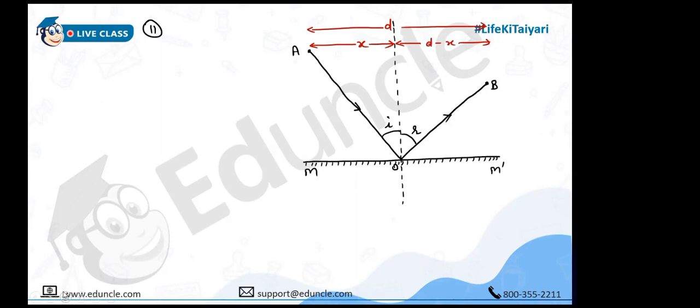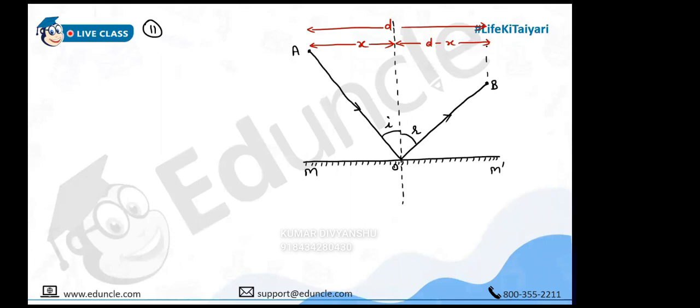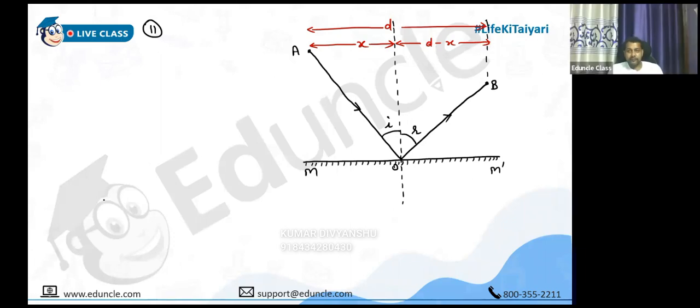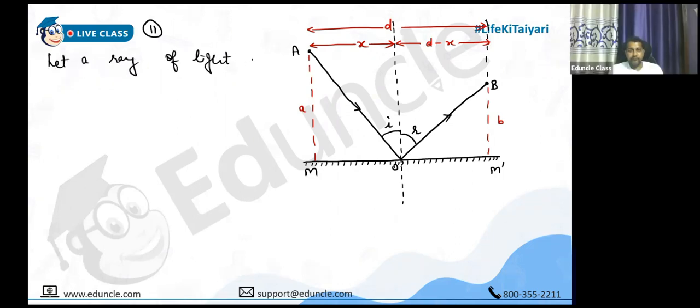So which distance is D? A to B. It is always the straight line distance. A to B means this distance, here to here. Suppose this is A, and this is B. Clear? So let a ray of light be coming from point A.